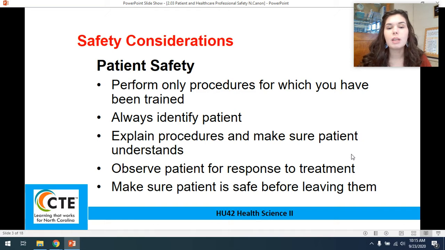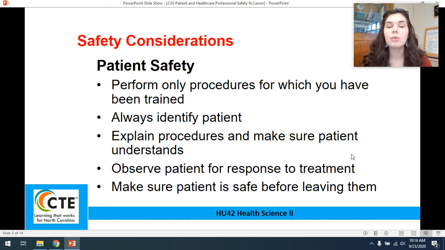Explaining procedures and making sure that the patient understands is very important to making sure that you keep everyone safe and everyone in the loop. So you always need to explain what you are doing when you are performing a procedure or taking vital signs or whatever on a patient, and also just making sure that patient understands. For some people, they have never experienced anything in healthcare. Maybe they've never been in the hospital, and so they're going to be overwhelmed and confused. So the more that you can talk them through the process, the better it is for everyone.